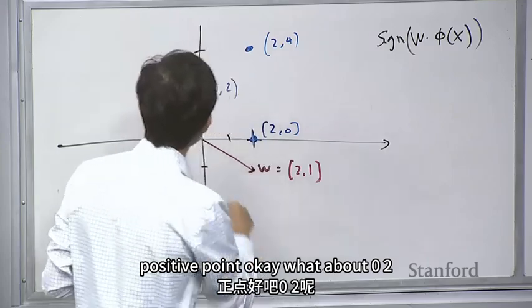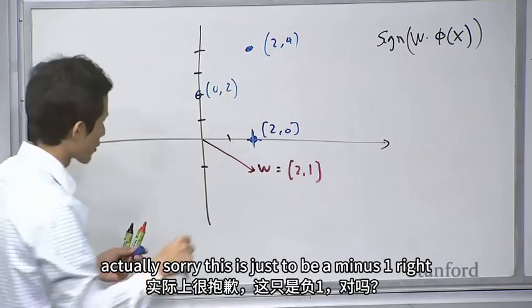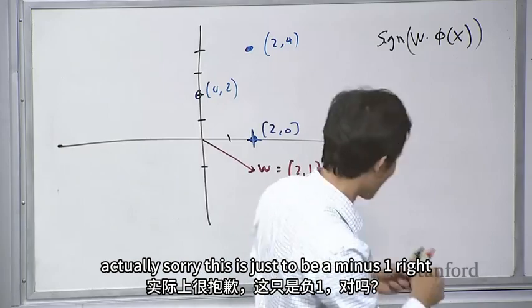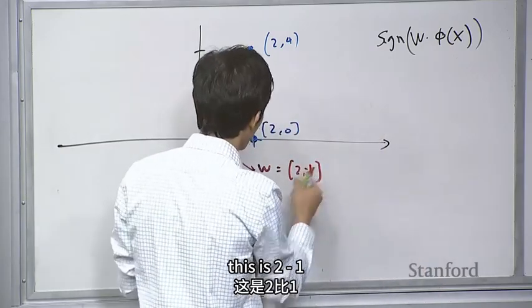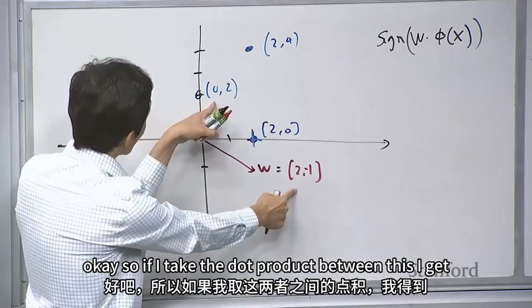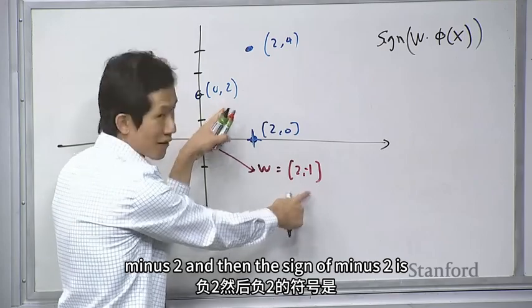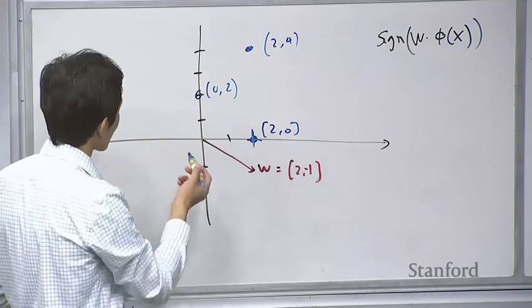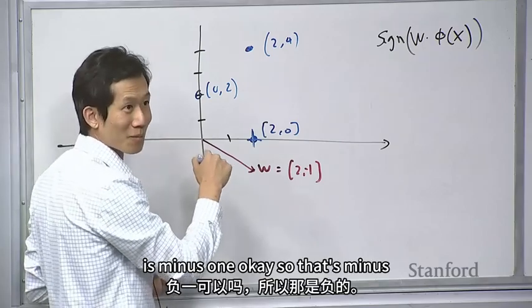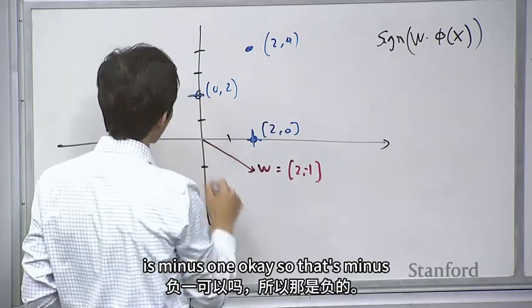Positive point. Okay, what about 0, 2? Actually, sorry, this is just to be a -1, right? Okay, this is 2 minus 1. So if I take the dot product between this, I get -2. And then the sign of -2 is -1. Okay, so that's a minus.